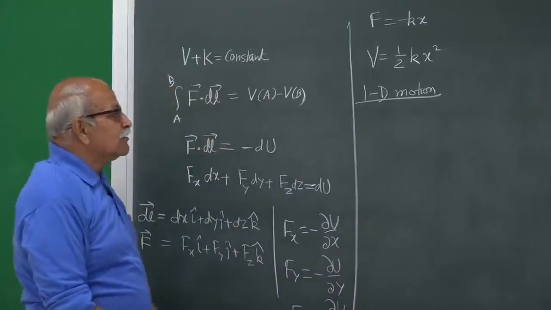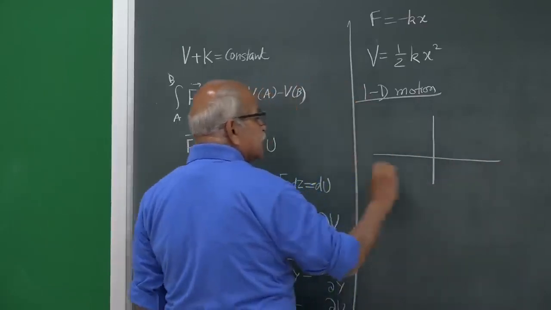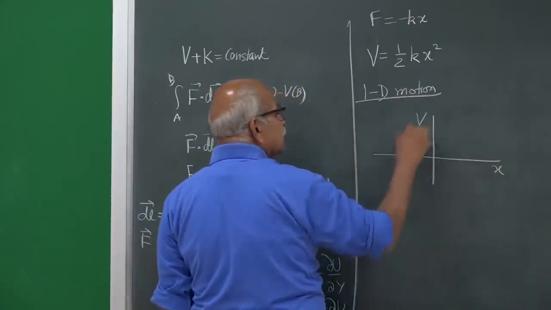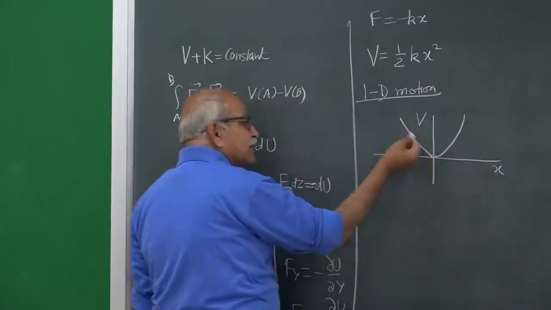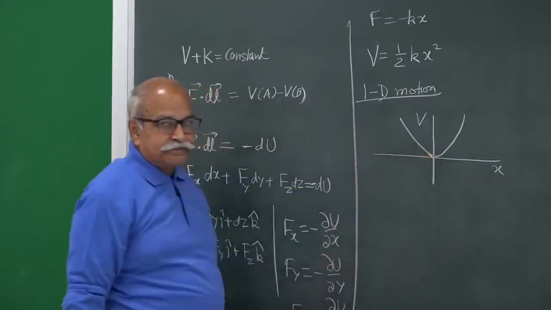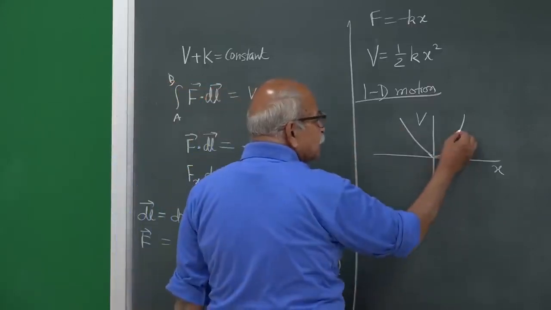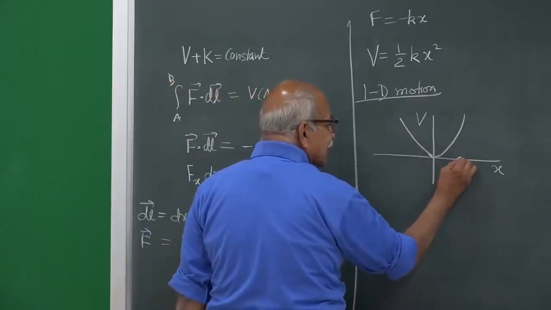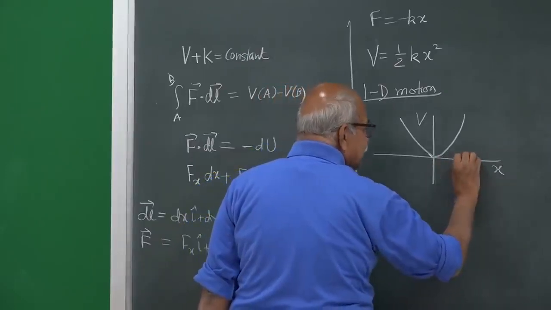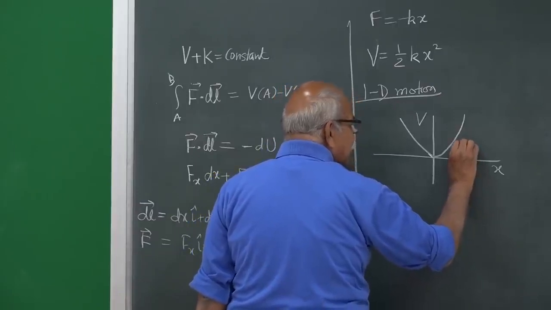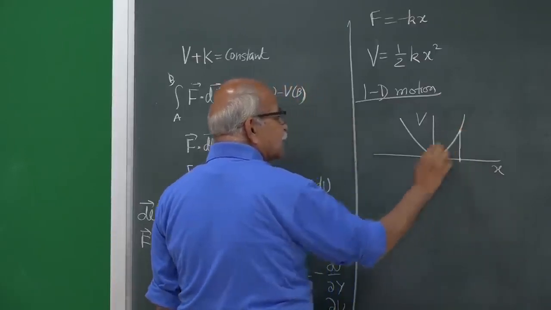Okay, so if you plot this V as a function of x, x can be positive, x can be negative. So, if you plot this V as a function of x, it will be a parabola. It will be a parabolic function, half kx square. So, from this diagram you can work out, if the particle is here at this x, this is the origin. So, if the particle is here, then the corresponding potential energy is here, this is the point on the curve.